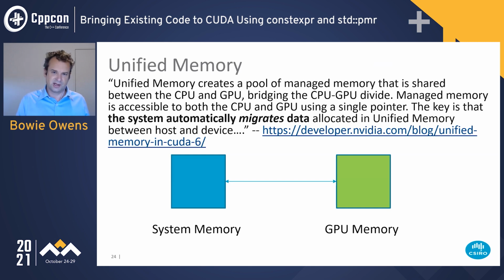Okay, so let's revisit that explanation of unified memory. Unified memory allows you to pretend that there's no separation of CPU and GPU memory. It doesn't remove that separation. What it does is it performs an allocation both in the system memory and in the GPU memory. And then, as we see from the NVIDIA website, the system automatically migrates the data allocated in unified memory between the host, or the CPU, and the device, the GPU.